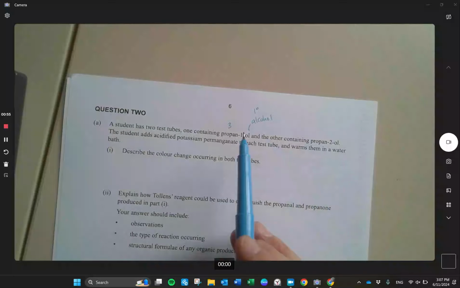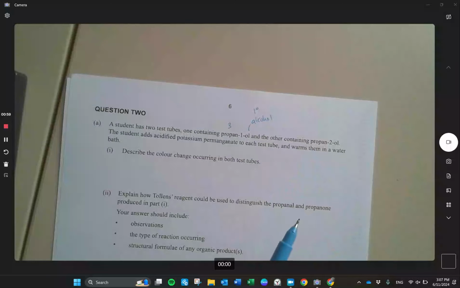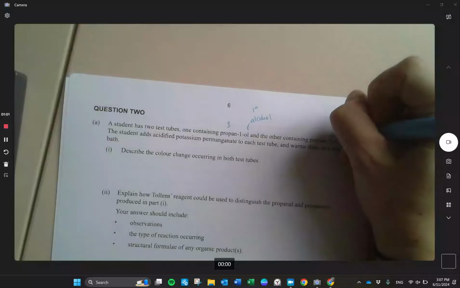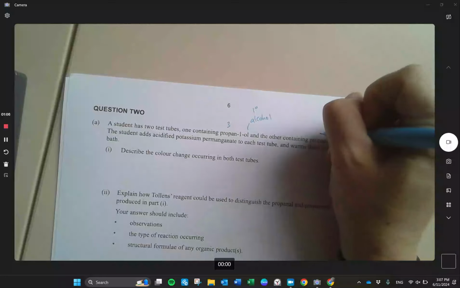All right. One containing propan-1-ol and the other containing propan-2-ol. So what do we know from that? Secondary alcohol. Secondary alcohol. And then how many carbons? 3. Okay?